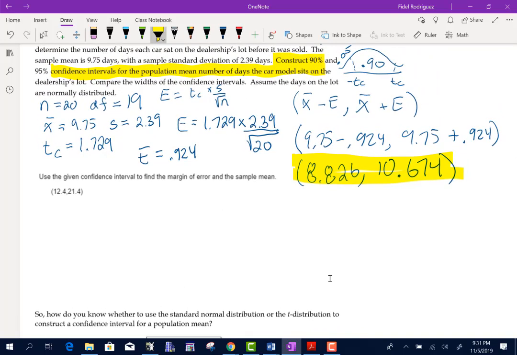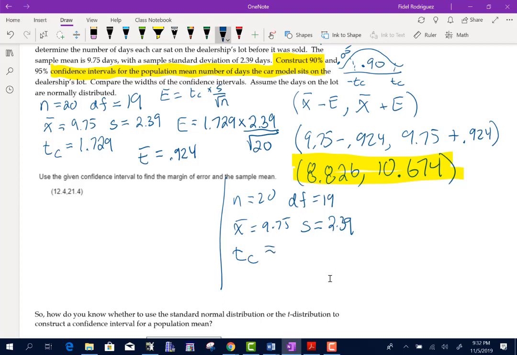So look, I'm just going to draw a little line right here so I can do the same thing for the 95. Let me ask you a question. Do y'all agree that the n is still 20? The degrees of freedom are still 19, right? My x bar is still 9.75. My s is still 2.39. What's the only thing that's going to change here? Y'all agree that the only thing that should change is my area, right? My TC is going to be the new part.